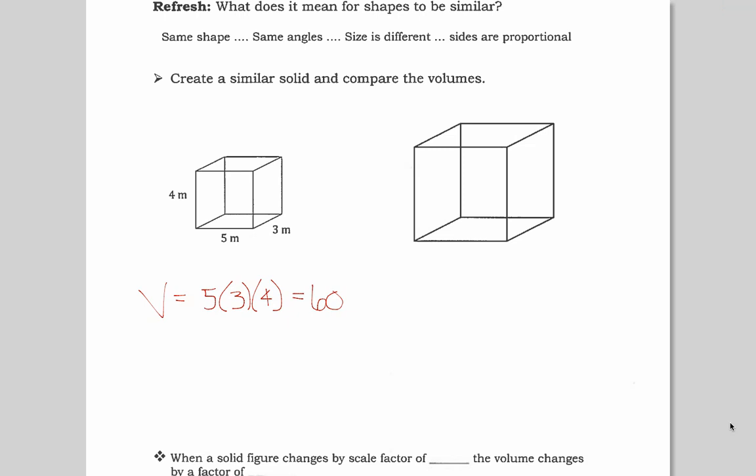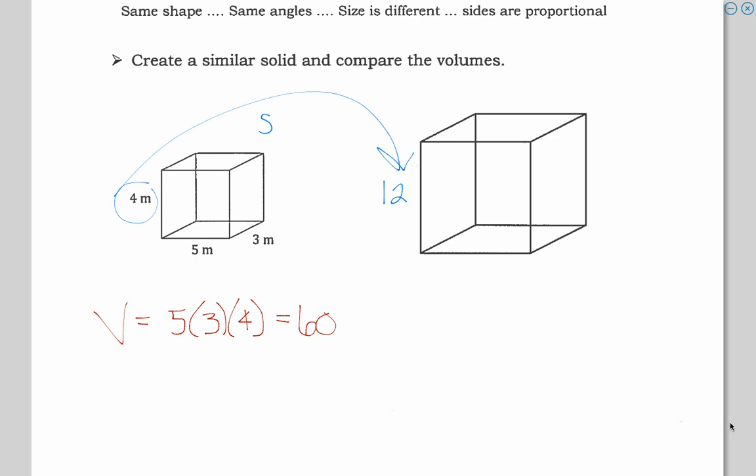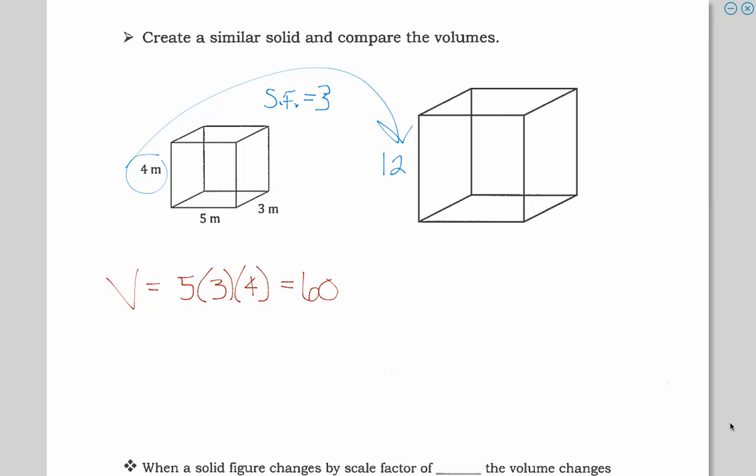So if this is going to be 4, let's make this 12. So right there, we've established a scale factor of 3. And we kind of just made that up. We could have done anything. That means this is going to be 15, and that means this is going to be 9. So the volume is 15 times 9 times 12.